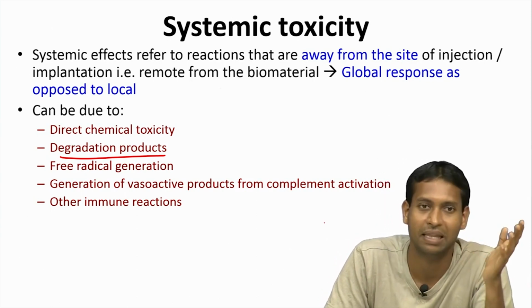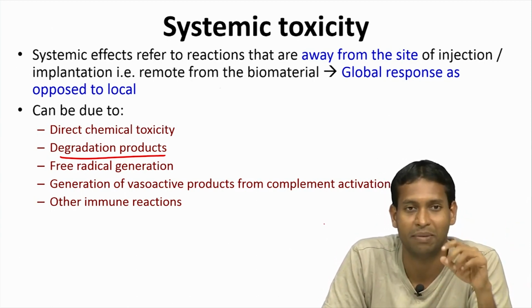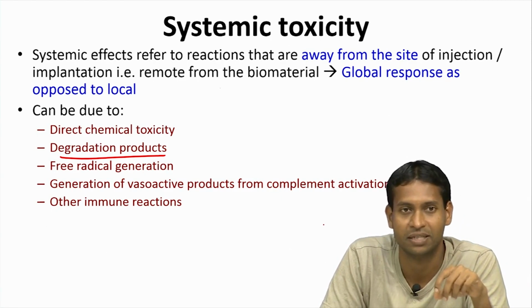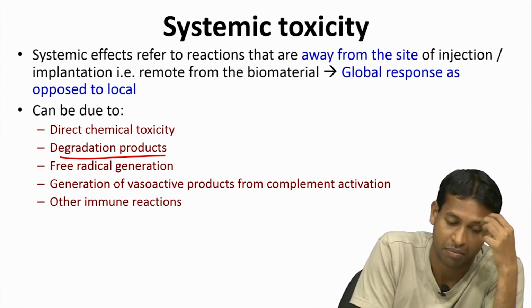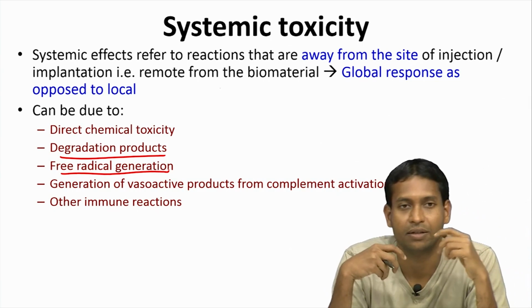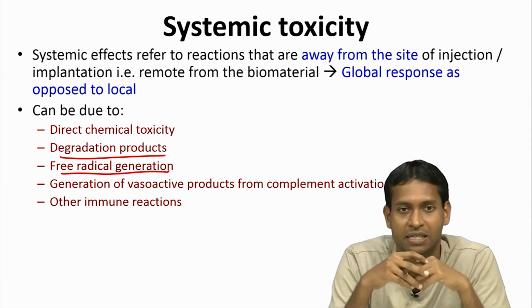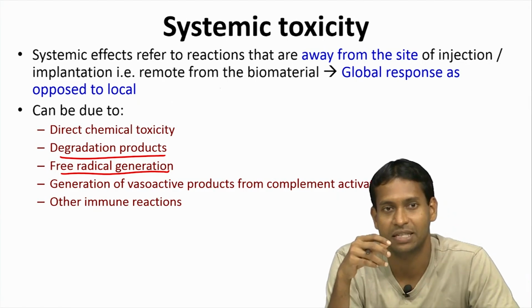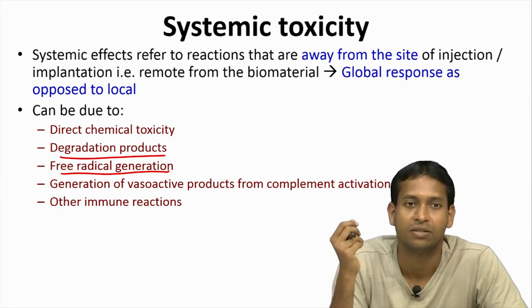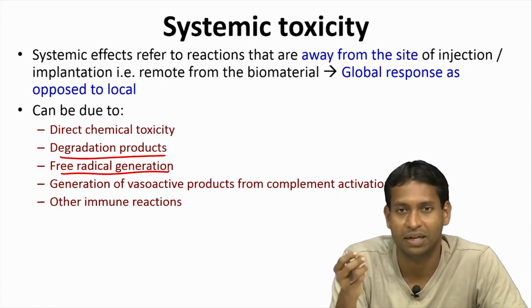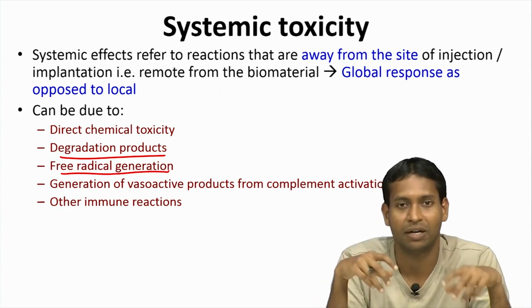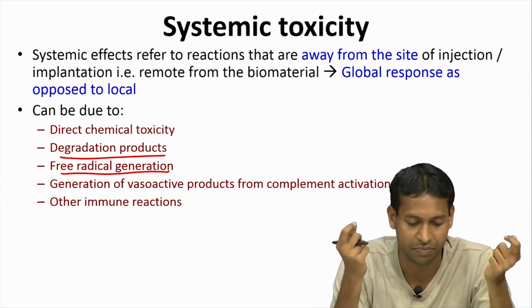Maybe it is some metal that is leaching out metal ions that is causing toxicity. So, it could be anything. Maybe it is causing free radicals to generate. These are oxide species that are highly reactive and will react with lots of surfaces or lots of proteins. So, maybe these are being generated and then they are circulating out into the system because these are small species.